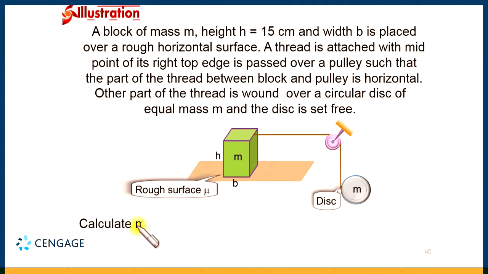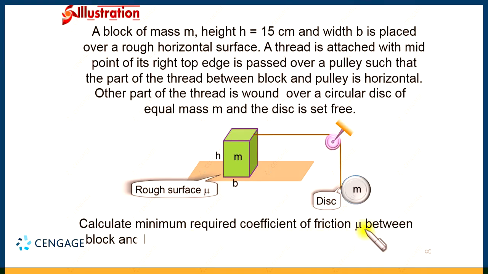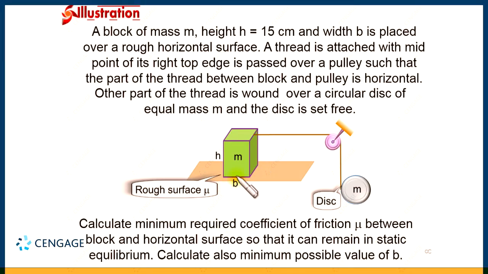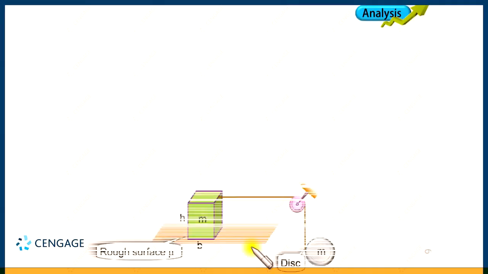And in the question we need to calculate the minimum required coefficient of friction mu between the block and the horizontal surface, so that it can remain in static equilibrium. That means this block is not moving, it is at a static position. That means we can consider this point as a fixed point, right? So let us place the diagram, and one more thing we need to calculate here. It is given the minimum possible value of b, the minimum possible value of this base. Okay. So let us place the diagram on the next page here.